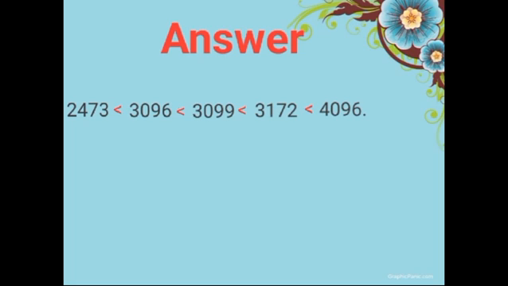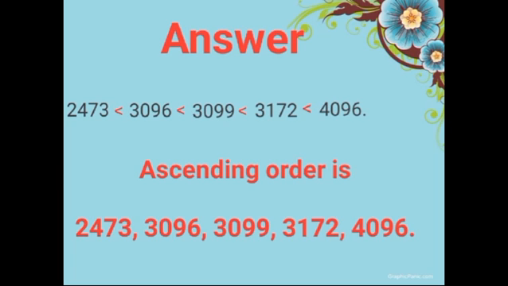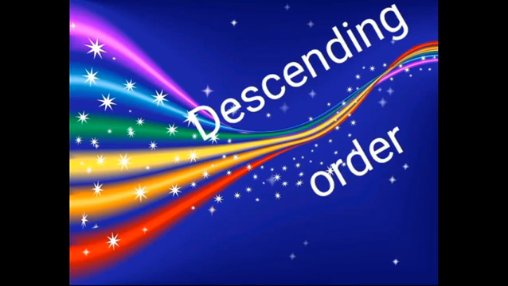We use the symbol less than. We can read the sentence: 2473 less than 3096 less than 3099 less than 3172 less than 4096. Therefore, the ascending order is 2473, 3096, 3099, 3172, 4096.